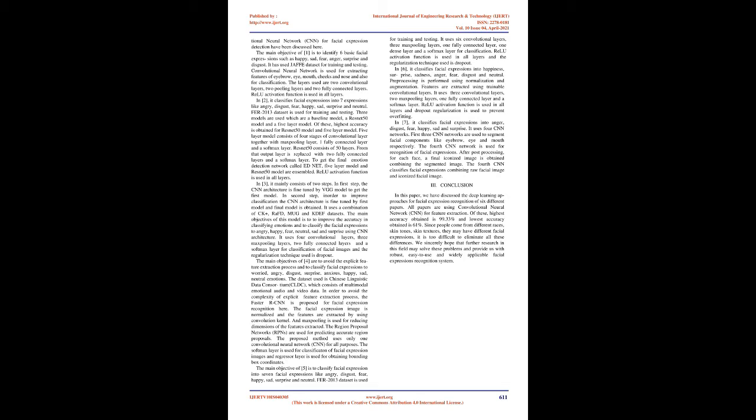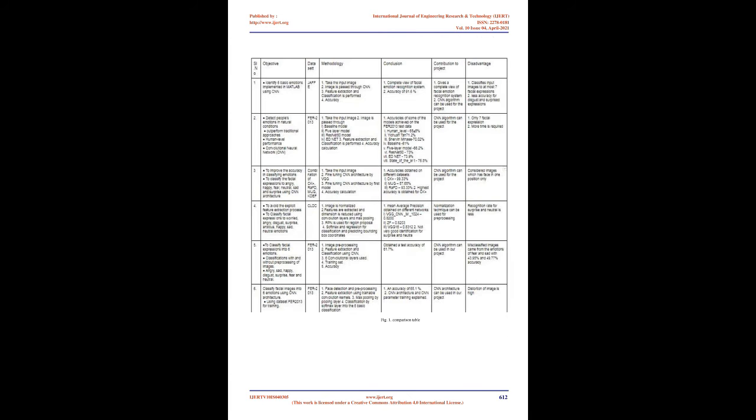Three models are used, which are a baseline model, a ResNet 50 model and a 5-layer model. Of these, the highest accuracy is obtained for the ResNet 50 model and the 5-layer model. The 5-layer model consists of 4 stages of convolutional layer together with max pooling layer, 1 fully connected layer and a softmax layer. ResNet 50 consists of 50 layers.